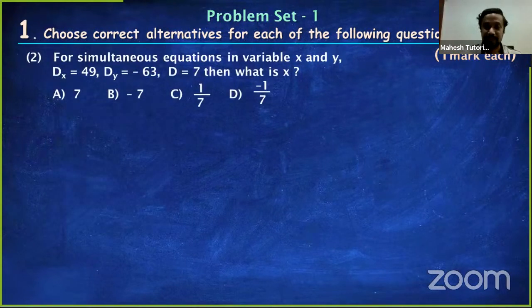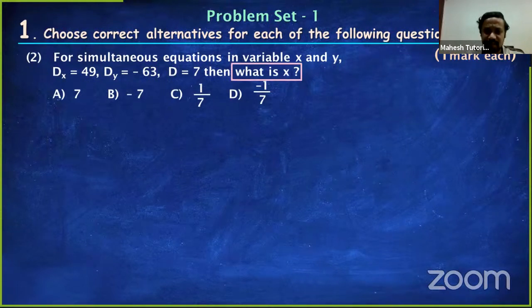The second question says, for simultaneous equations in variable x and y, dx is equal to 49, dy is equal to minus 63, d is equal to 7, then what is the value of x? Students, when we are reading the question, dx, dy, d, ये सब कौन से मेथड में आता है? Absolutely correct. Cramer's rule. So means here they are talking about Cramer's rule. But what are they asking us to find? They are asking us to find the value of x.